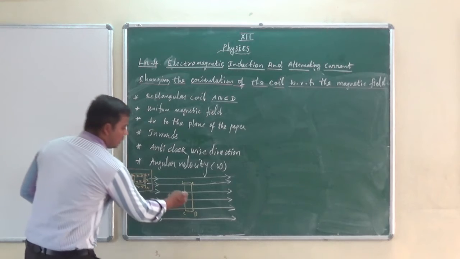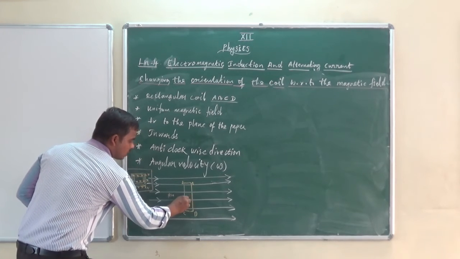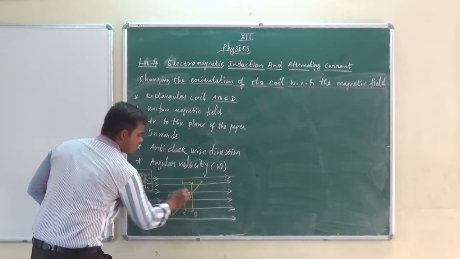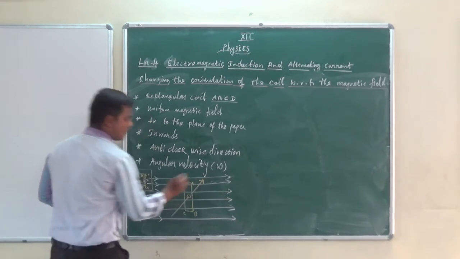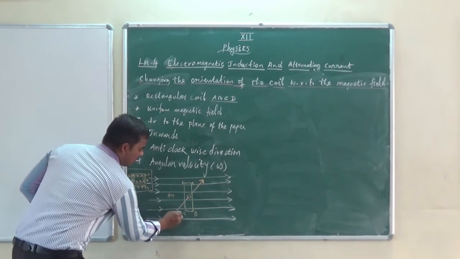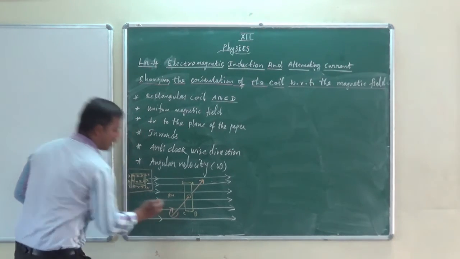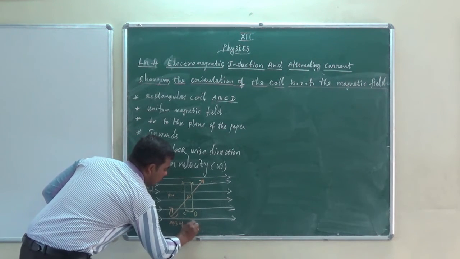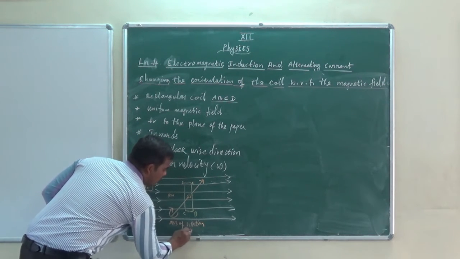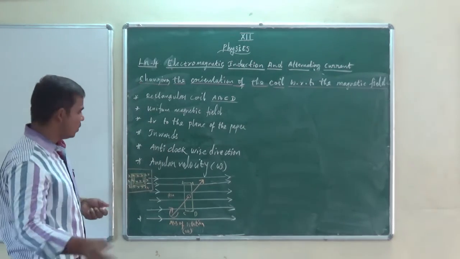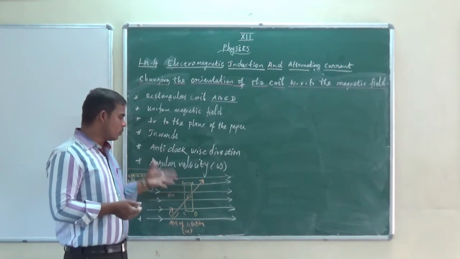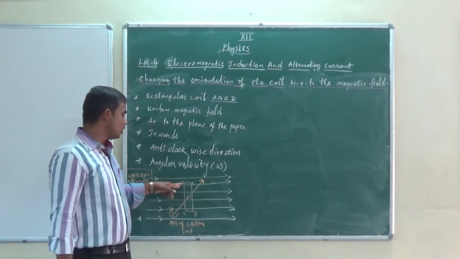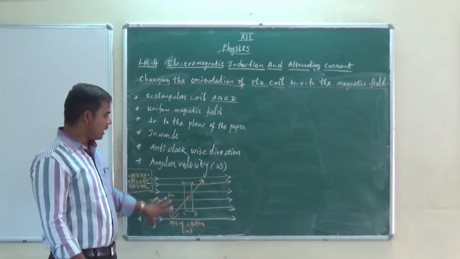Next, the coil rotates about the axis of rotation with an angular velocity. How does it rotate? With the angular velocity in the anti-clockwise direction about the axis of rotation. Angular velocity is represented by omega. This is our book diagram. The book gives the diagram, but the sides are not labeled A, B, C; they are mentioned only in this diagram.